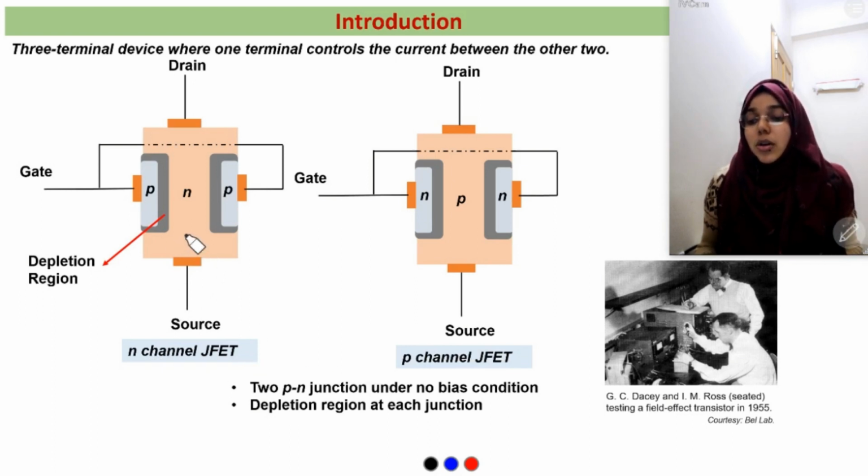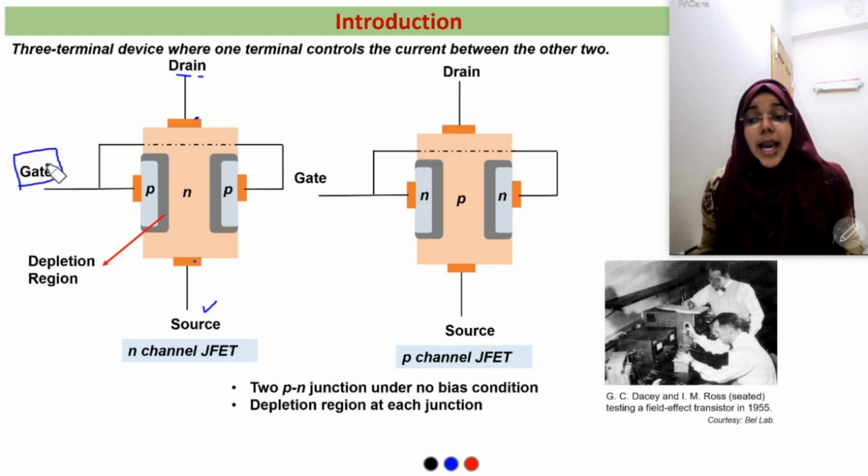So if we look at the construction of N-channel JFET, we can see that the substrate is made of N-type material where P-type material is embedded, and the N-type forms a channel between the P-type material. It is connected with an ohmic contact at the top and another ohmic contact at the bottom. One of them is called drain and the other one is called the source. The P-type material is also connected with a terminal that is called the gate.